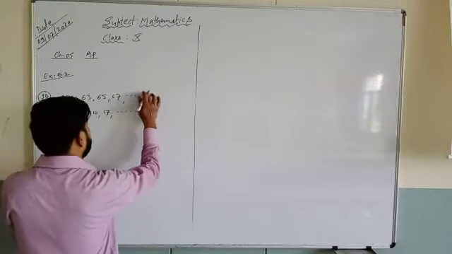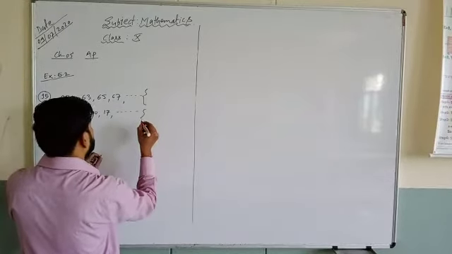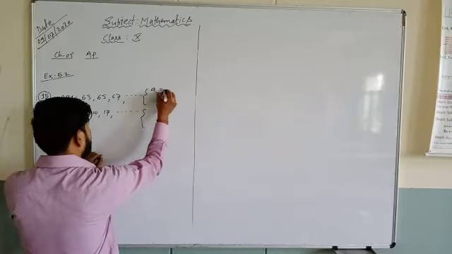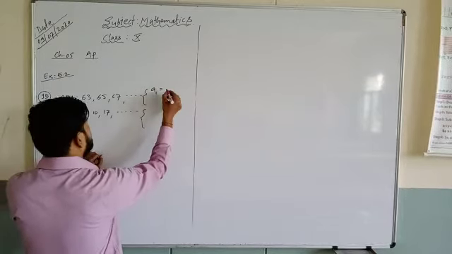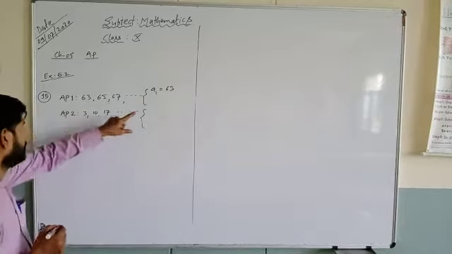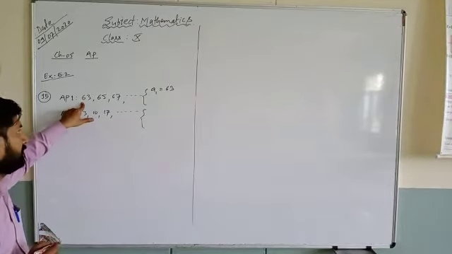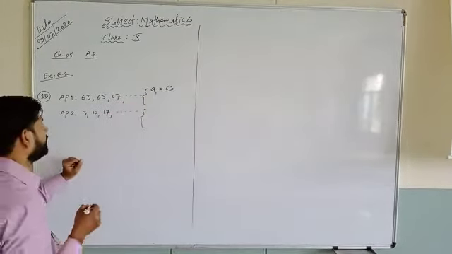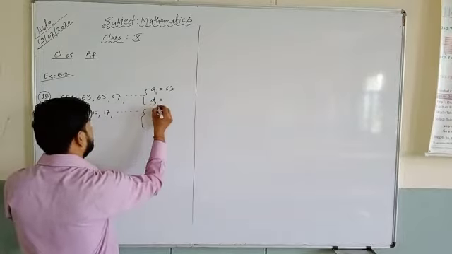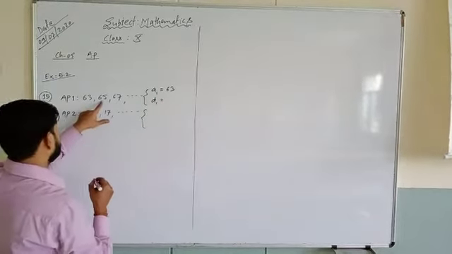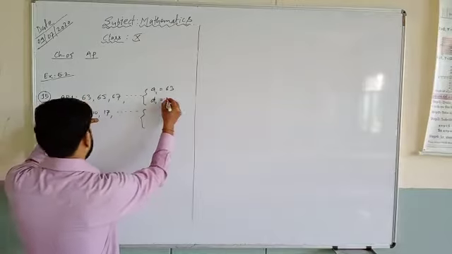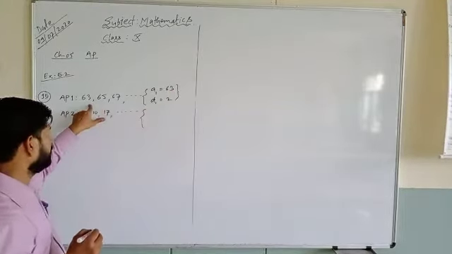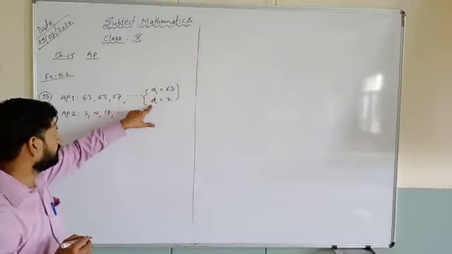For the first AP, I am denoting its first term by A1, and it is 63. 63 is the first term of the first AP. The common difference is denoted by D1, and it is 65 minus 63, which is 2. So these are the data for the first AP: first term and common difference.